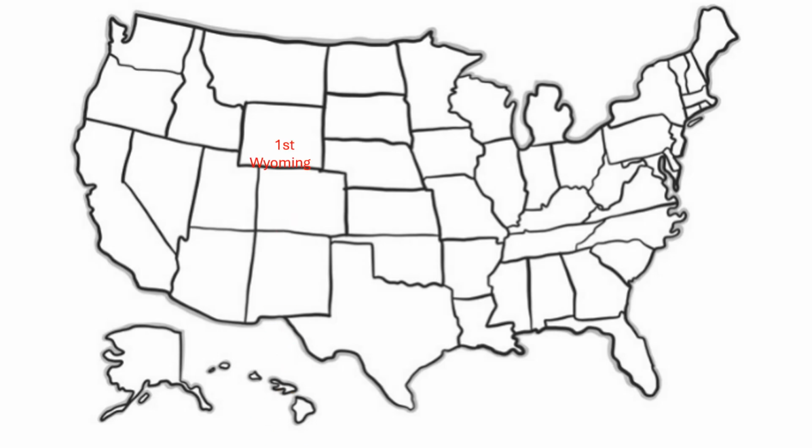In 1890, Wyoming became the first state to give women the right to vote. Colorado became the second state to grant women the right to vote in 1893. In 1896, Utah and Idaho became the third and fourth states to grant women the right to vote. In 1910, Washington became the fifth state to grant women the right to vote.